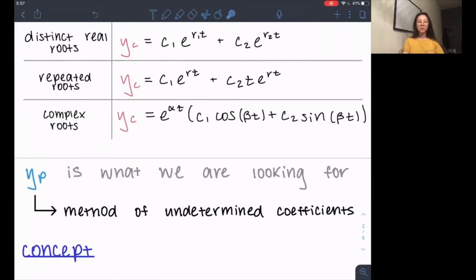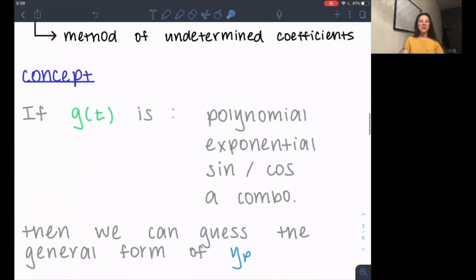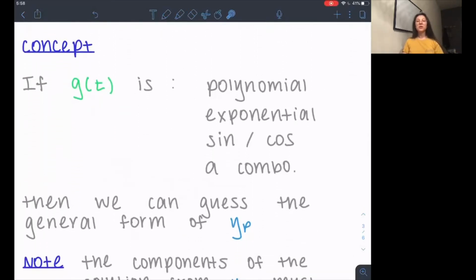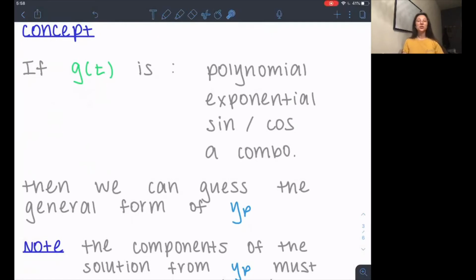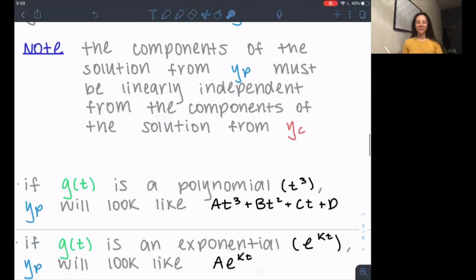The particular solution is what we're looking for, and we're going to use the method of undetermined coefficients. The concept is, if g of t is a polynomial, an exponential, sine or cosine, or a combination of any of the above, then we can guess the general form of the particular solution. We just won't know right away what the coefficients are. When we're looking for a particular solution, we want to make sure that it's linearly independent from the complementary solution, right?